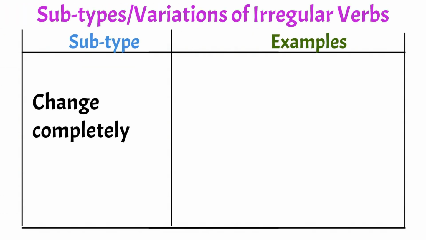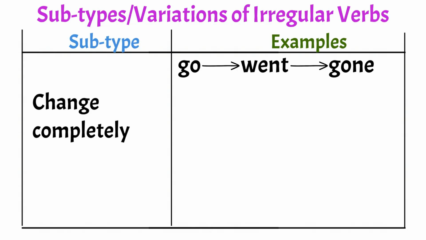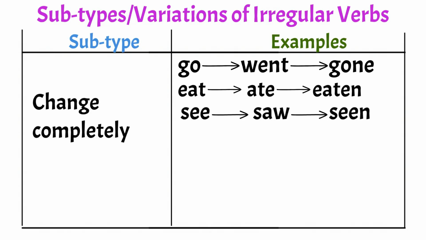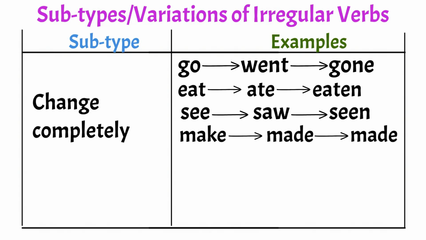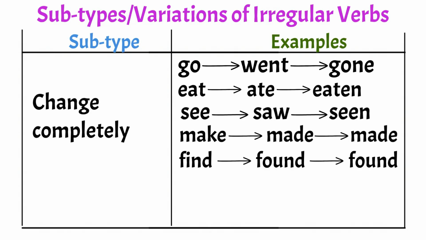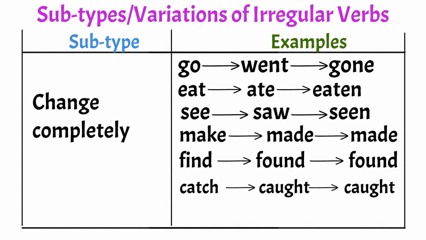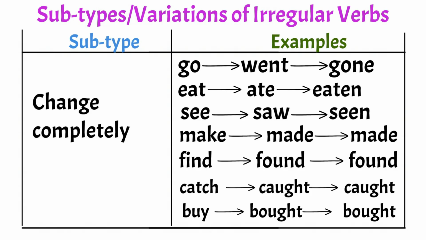3. Those that change completely. For example, go changes to went, eat changes to ate, see changes to saw, make changes to made, find changes to found, catch changes to caught, buy changes to bought, etc. Understanding these patterns helps you master verb forms more quickly.